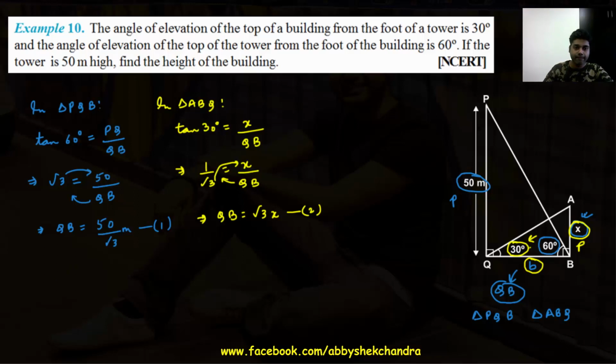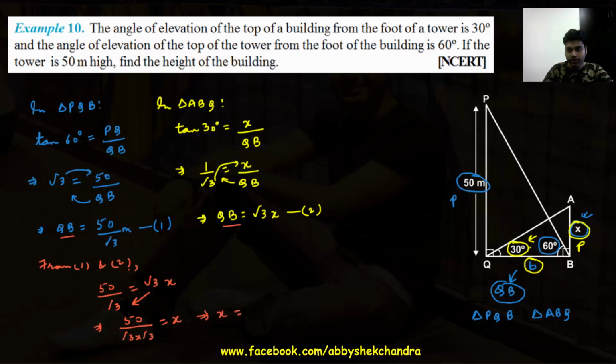Now this is also QB, this is also QB. So from 1 and 2 we can say that 50 by root 3 will be equal to root 3x. Bring this root 3 down here, so 50 by root 3 into root 3 equal to x, or x equal to 50 by 3 meters, which will be 16.67 meters. So this will be our answer.